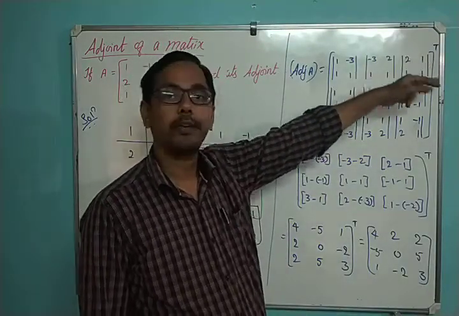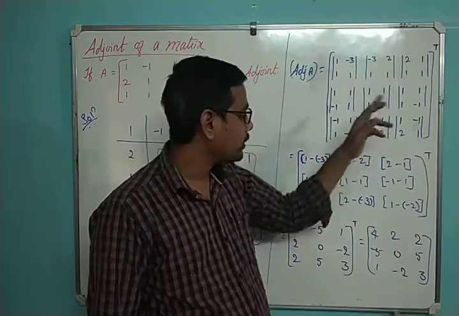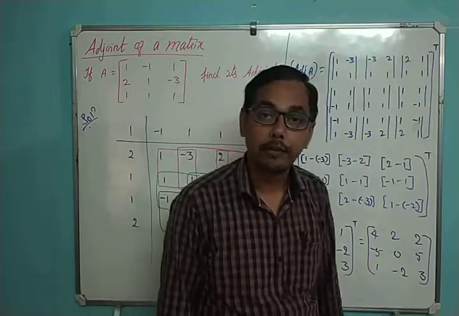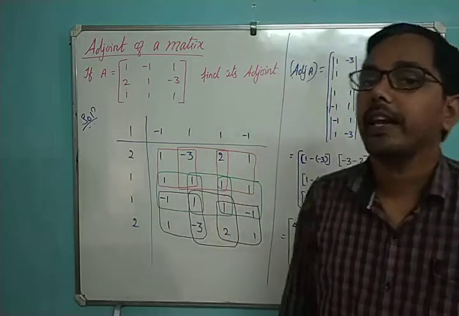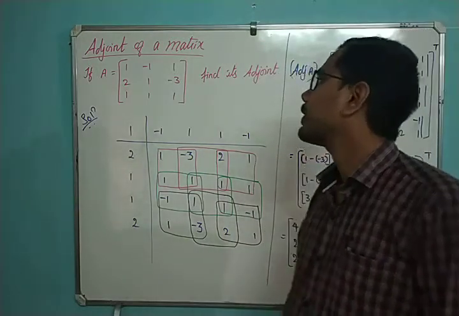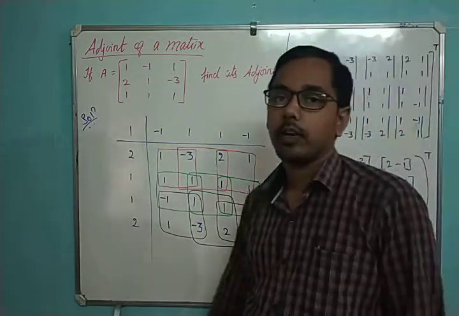In the previous video I obtained up to here. You need to just add the transpose there. If you take the transpose, then definitely you are going to get the adjoint matrix. So this is the trick. I hope you have understood.